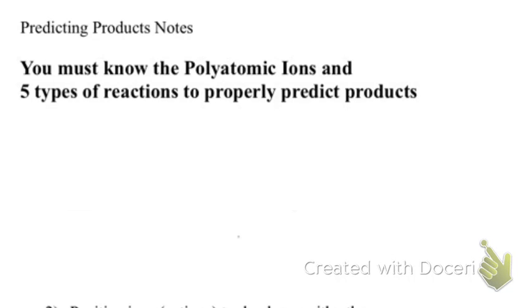Alright, so right now we're going to talk about predicting products. You don't need to write this, it is just a reminder. You must know the polyatomic ions and 5 types of reactions to properly predict products.